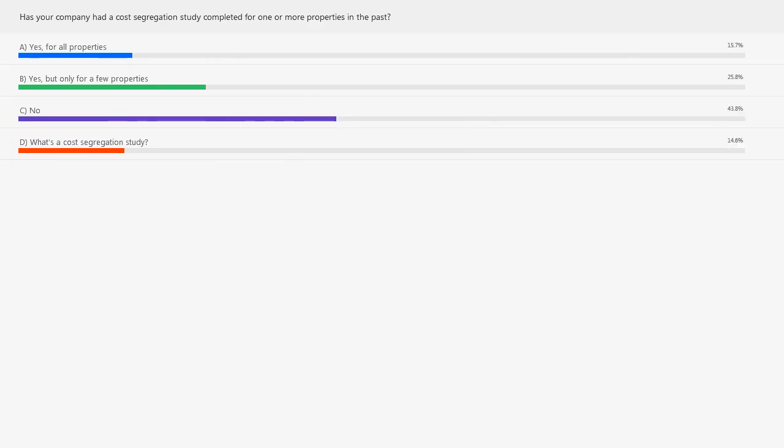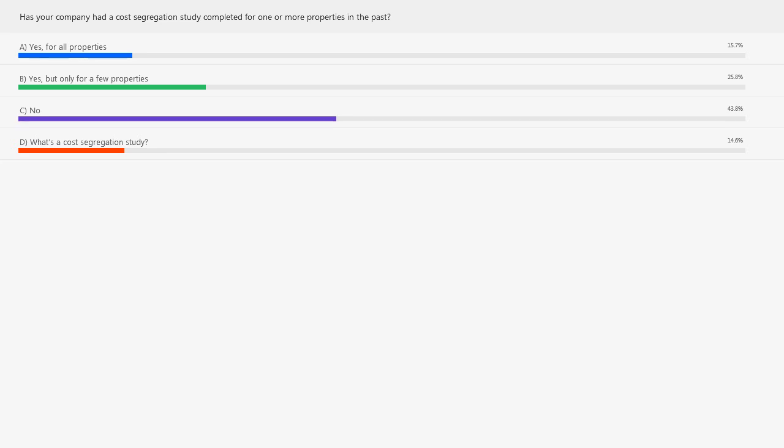All right. Well, it looks like it's kind of across the spectrum here with cost segregation studies. A few of you have answered yes for all properties, and a couple more have said yes for only a few properties. The largest portion was actually no, and then there's a portion of you that said what's a cost segregation study. So hopefully these slides will be pertinent to your own business, and that you can utilize some of what we discuss in the operations of your business.